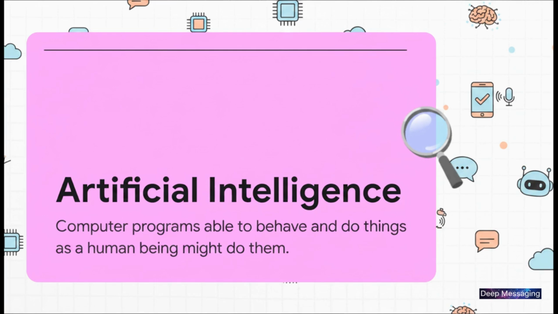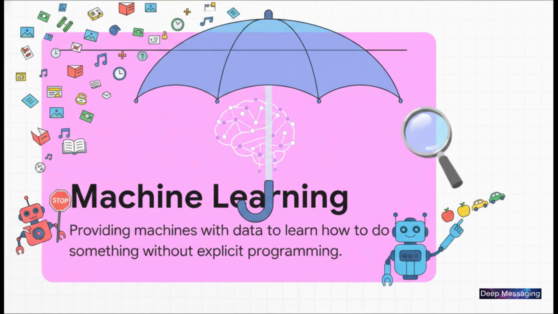It's the big picture. Now, sitting right underneath that large AI umbrella is machine learning, and this was a massive technological shift. Instead of explicitly programming a machine with rigid, hard-coded rules on exactly how to do a task, machine learning is all about providing the machine with massive amounts of data so it can actually learn the patterns on its own. It's like teaching by example rather than just handing it a strict rulebook.